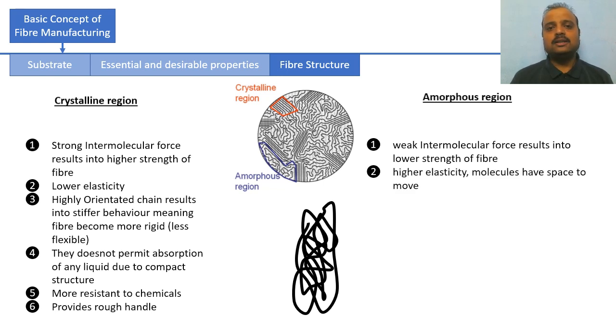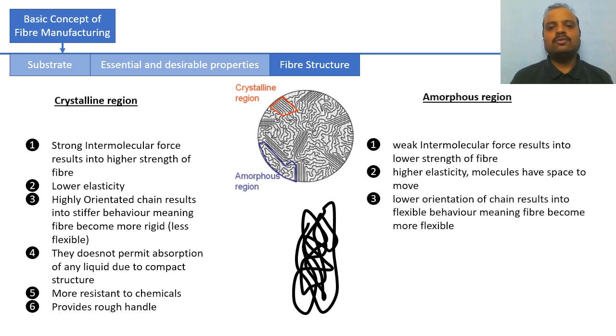Polymeric chains in this region can move in any direction, and they can be stretched when force is applied and recover to their original length as soon as the force is removed, meaning the amorphous region is elastic in nature. In general, if a higher number of amorphous regions are present in the fiber, this fiber is more elastic in nature. Lower orientation of the polymeric chains results in flexible behavior, meaning the fiber becomes more flexible.